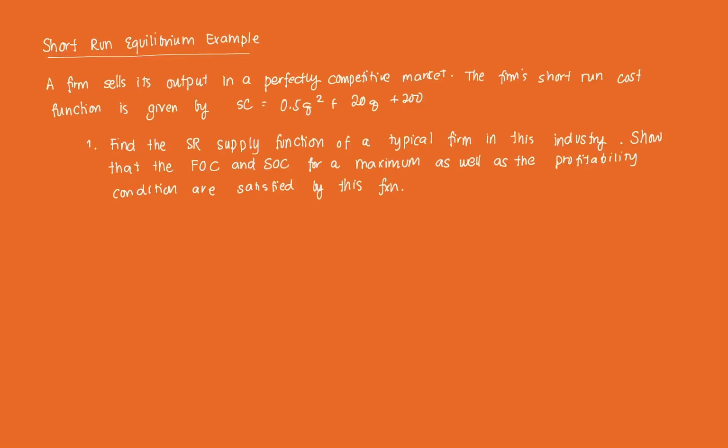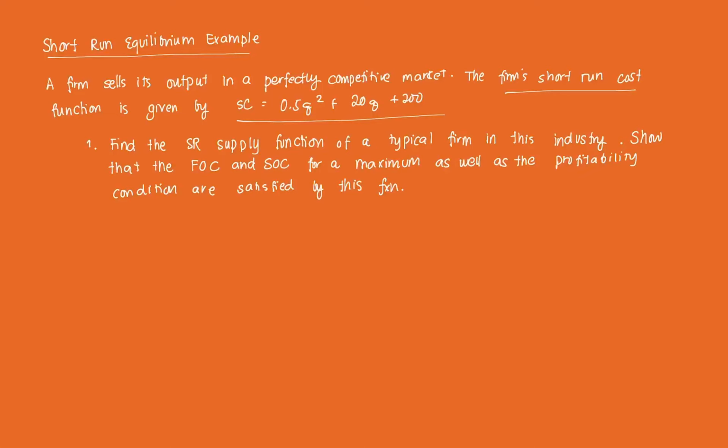Suppose we have a firm that sells its output in a perfectly competitive market, and we're given the firm's short-run cost function, which is 0.5q squared plus 20q plus 200. The first thing being asked is to find the short-run supply function of a typical firm in this industry, and to show that the first order and the second order conditions for a maximum, as well as the profitability condition, are satisfied by this function.